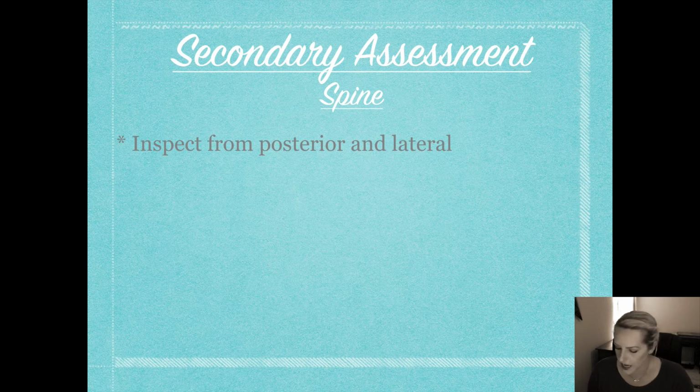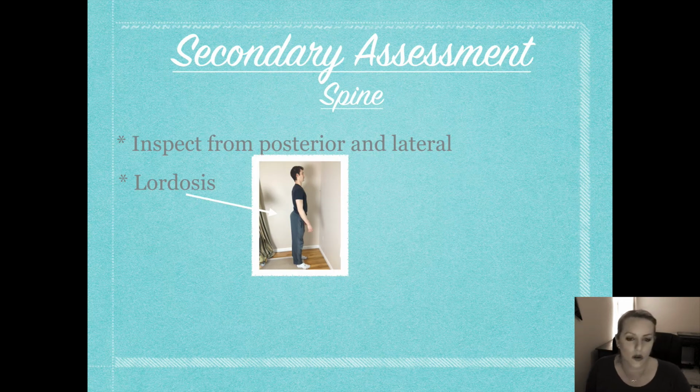All right, going on to the spine. Inspect from two different ways. First you want to stand right behind them and look at their spine, and then you want to stand to the side of them and see if their back is aligned correctly. So lordosis, this is where your spine is off and your lower back protrudes out. It can be a very mild form or a very severe form. This is a more severe form here. This is where you would want to inspect from the lateral position.